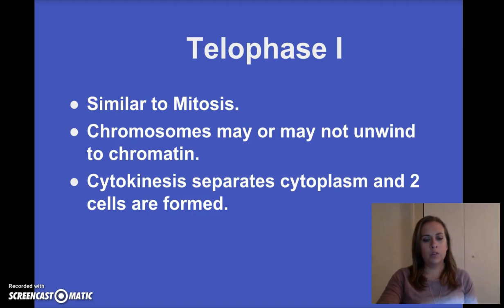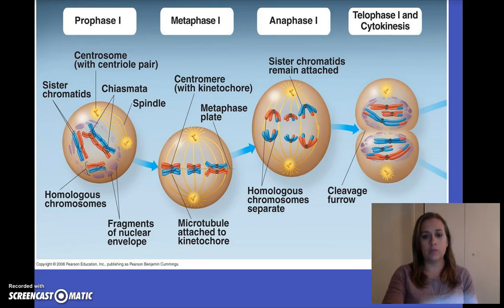Now in telophase 1, again, this is very similar to mitosis. And so the chromosomes may or may not unwind to chromatin. Cytokinesis is going to separate the cytoplasm, and you'll now have two cells that are formed.